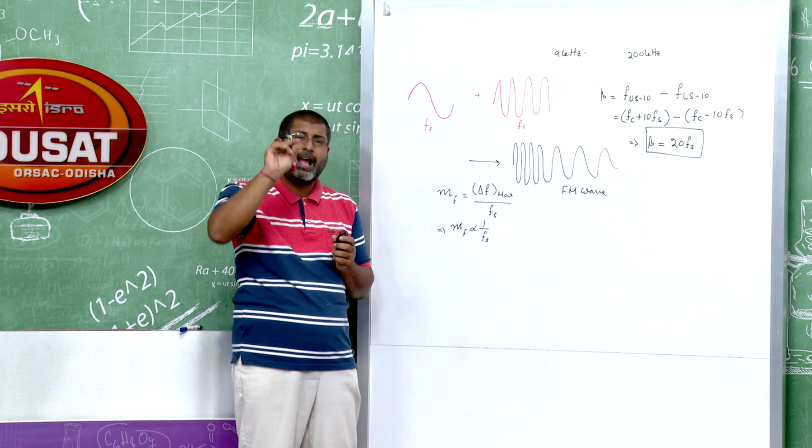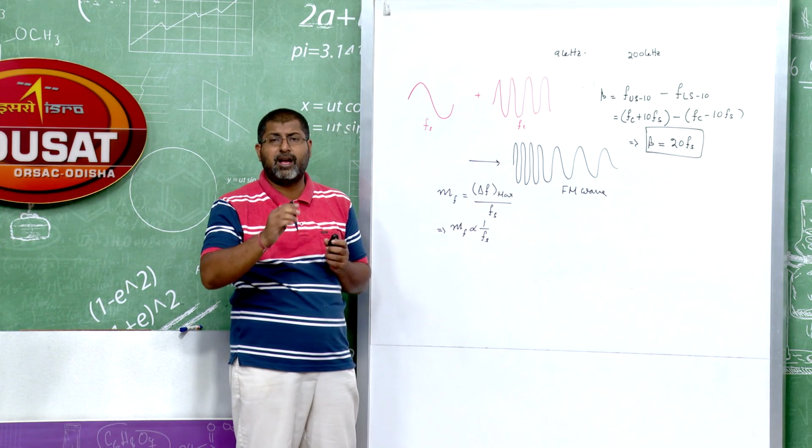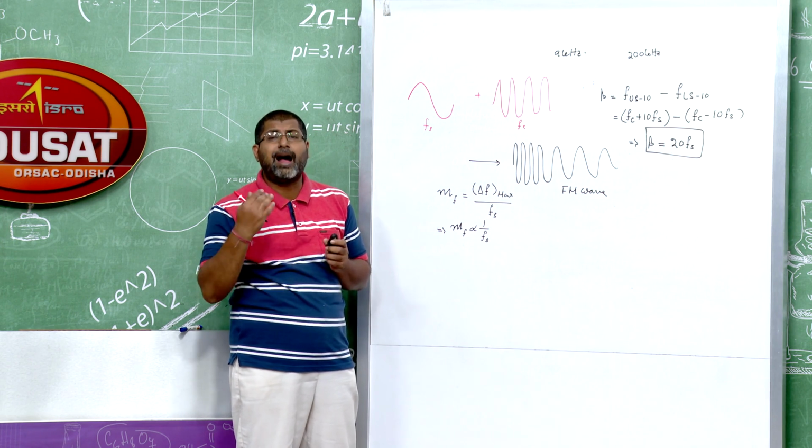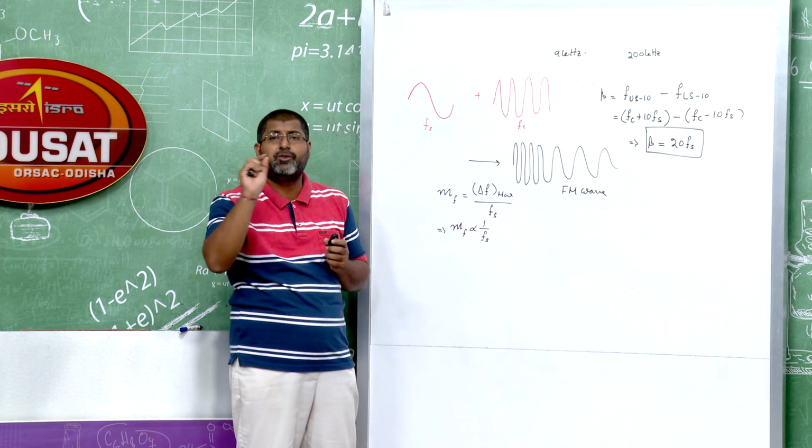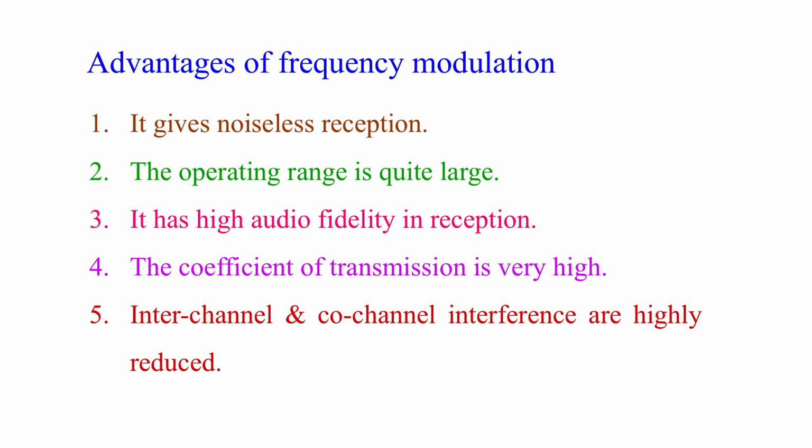So, what are the advantages of frequency modulation over amplitude modulation? It gives noiseless reception. Now, what is noise in electronics? Any unwanted signal is called a noise. Suppose I am speaking and in between the fan is moving and the sound of the fan comes to the microphone, then that is also a noise. So, it gives noiseless reception.